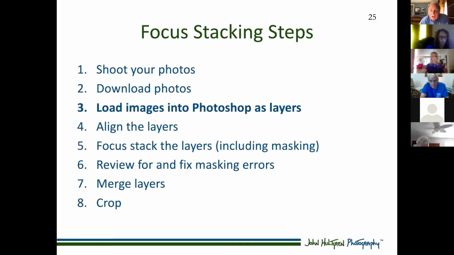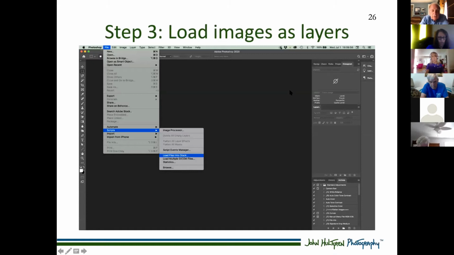Load the images into Photoshop as layers. So for those not familiar, Photoshop works with a file, which is typically one photo, but you can add layers to your one file. And these layers can be additional photos. So we're going to load our 14 photos into Photoshop as layers. And we do this by going to File, scroll down to Scripts, and scroll over to Load Files into Stack.